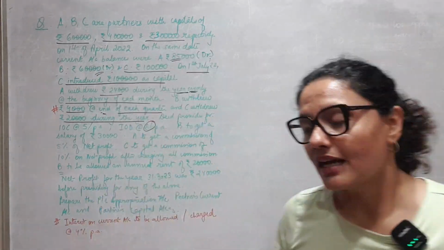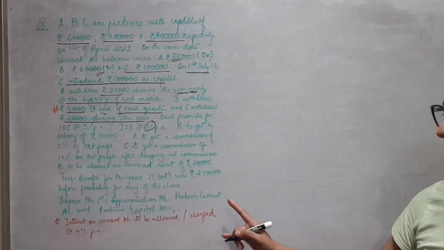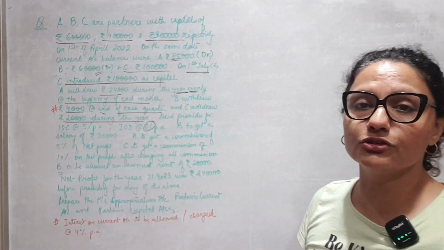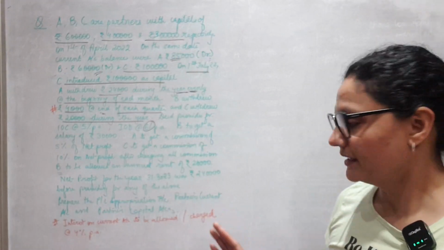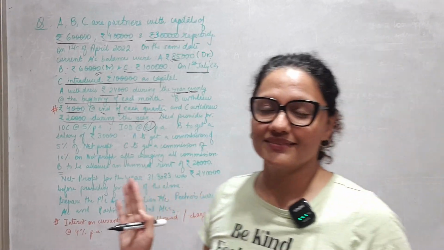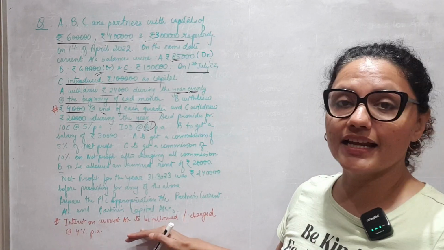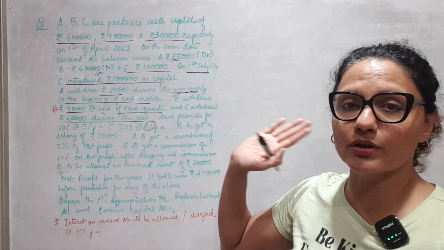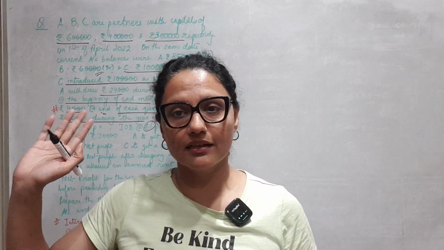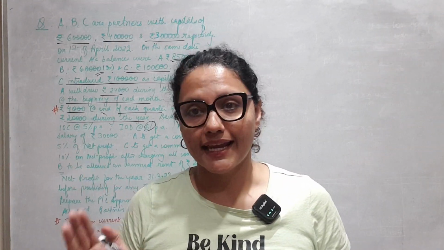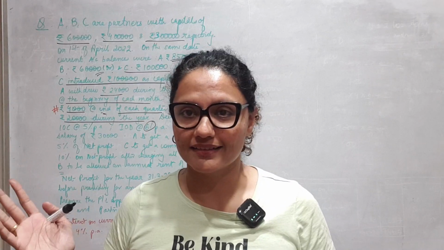Also, the sum says allowed and charged. But if the sum says anytime interest on current account is to be allowed at the rate 4% per annum, and this word charged is not given, in that case, what do you do? You can't charge. It is just said to be allowed. Allowed meaning only on positive balance. C will get the interest on current account. Nothing will be charged for A and B. You just ignore that.